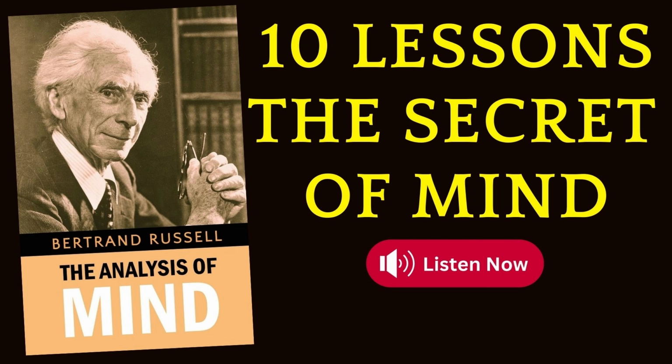5. Language shapes thought. Language plays a crucial role in how we think and conceptualize the world. Russell emphasizes that words are not merely labels for objects or ideas but are fundamental to the structure of thought itself. Language allows for abstract thinking and reasoning, which sets humans apart from other animals.